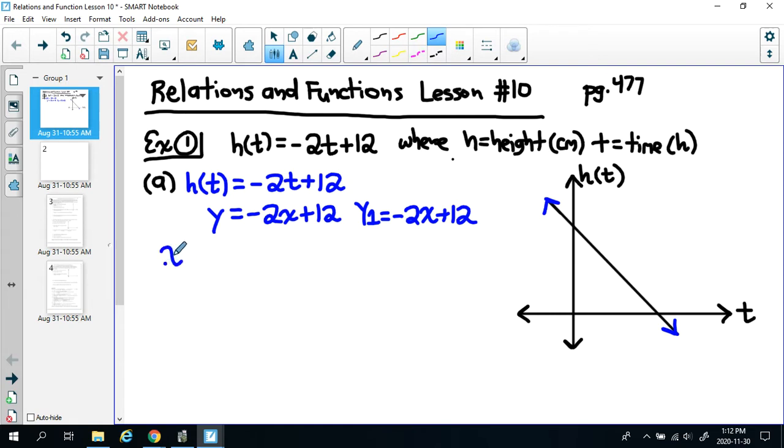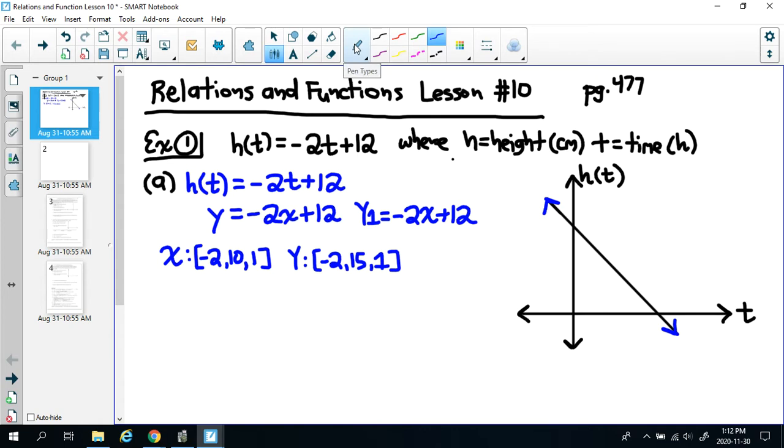So your X window settings, the ones I used, I had an X minimum value of -2. I had an X maximum value of 10. And I had the X scale go up by 1s. And then the Y scale, I had go from -2 to about, I think it was 15. And then it also went up by 1s. Okay, so that's the first part of the question here.